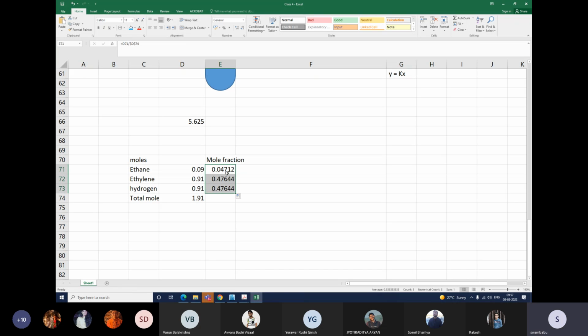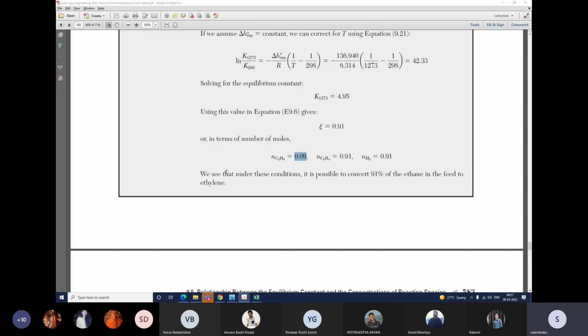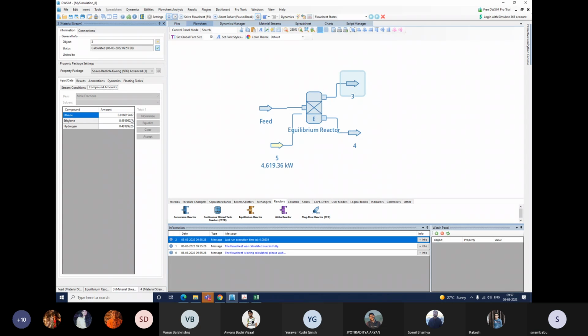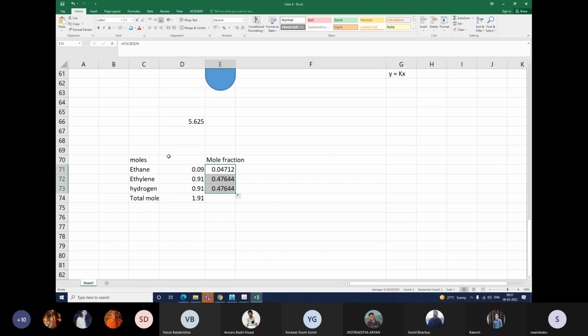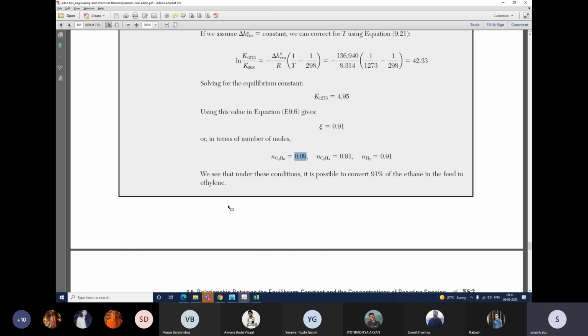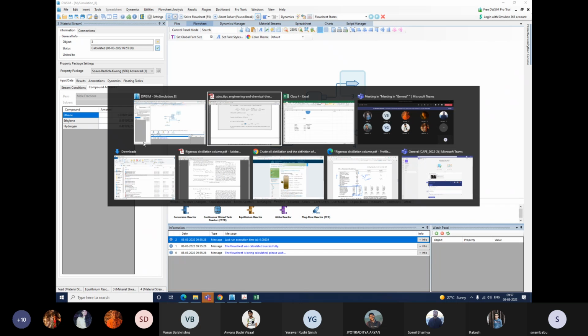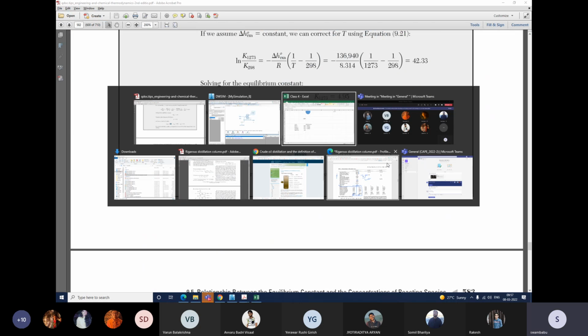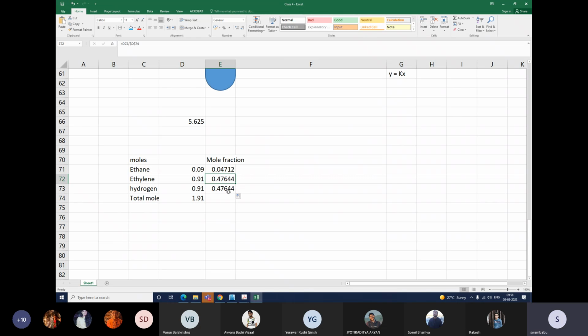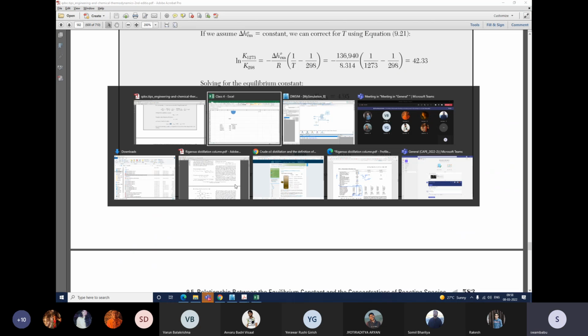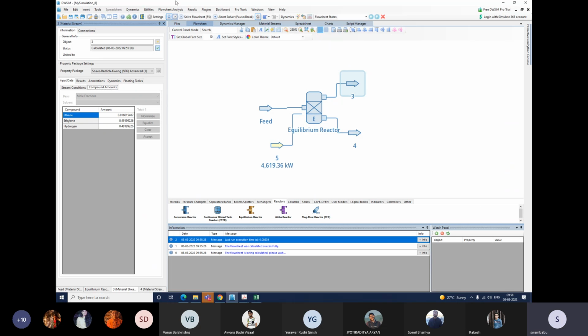So this is the mole fraction. So ethane is 0.047. Somewhat wrong. Ethylene is 0.49, 0.47, and this is 0.49, 0.47. Slight variation. Can anyone tell me why the slight variation?